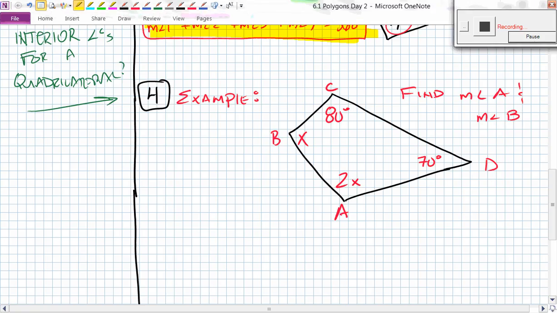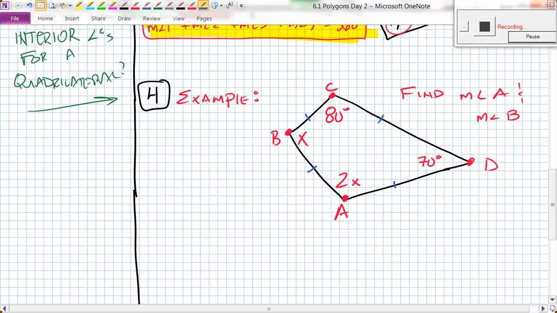All right, we're going to use Theorem 6.1 to help us figure out the measure of angle A and B for this last quadrilateral. So notice that I do have a quadrilateral. I have 3 vertices, and I have 4 sides. And I know something about all the angles of a quadrilateral. I know they have to equal a certain number.